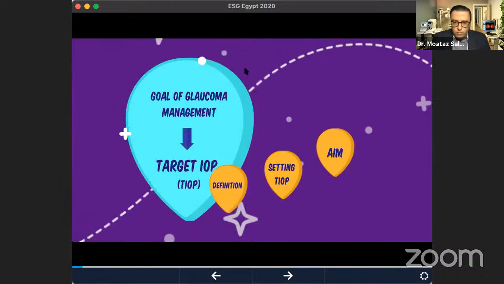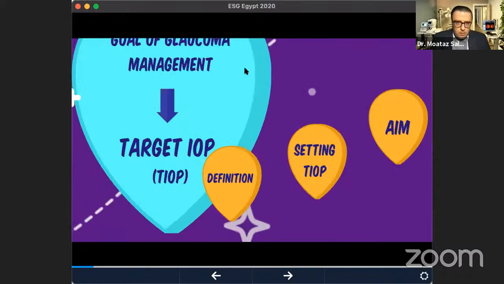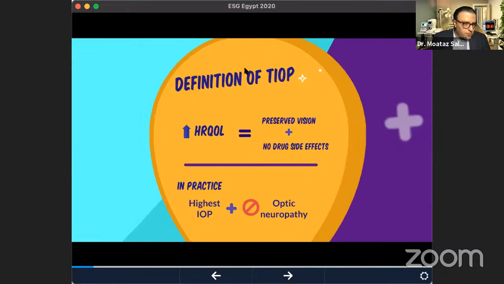We know that the main goal of glaucoma management is to lower the IOP to a target level. The target intraocular pressure can be identified as the IOP level at which the sum of health-related quality of life from preserved vision and the health-related quality of life from not having treatment side effects is maximized. In practice, the target IOP is the highest IOP level in a given eye at which no clinically apparent optic neuropathy is likely to occur.